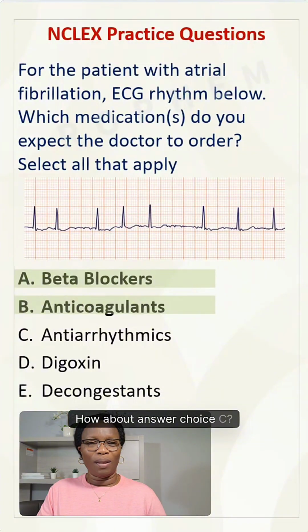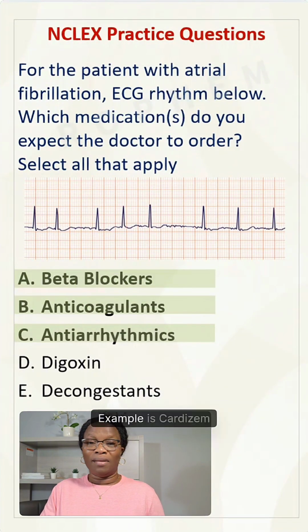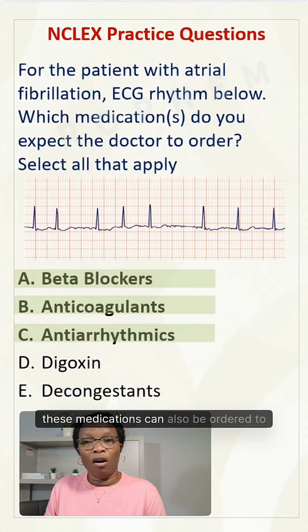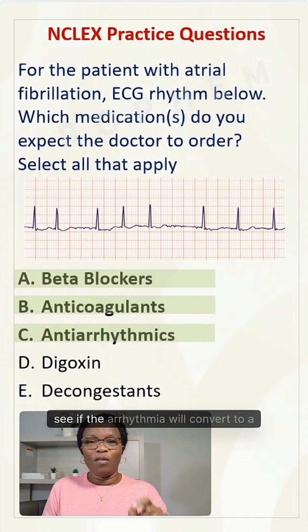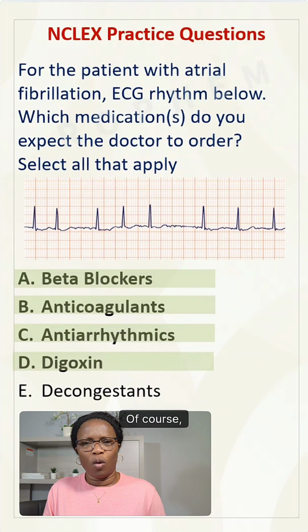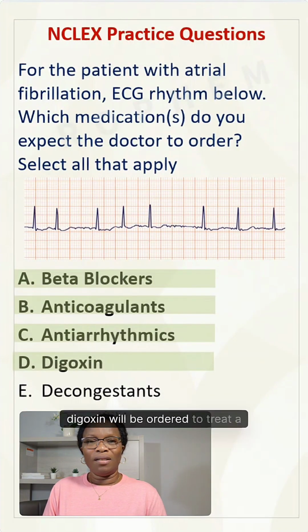How about answer choice C? Antiarrhythmics, example is Cardizem or amiodarone. These medications can also be ordered to see if the arrhythmia will convert to a sinus rhythm. When you look at answer choice D, digoxin, of course, digoxin will be ordered to treat a patient with atrial fibrillation to slow down their heart rate.